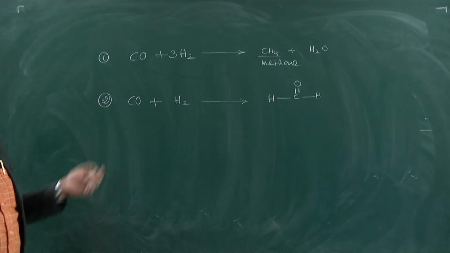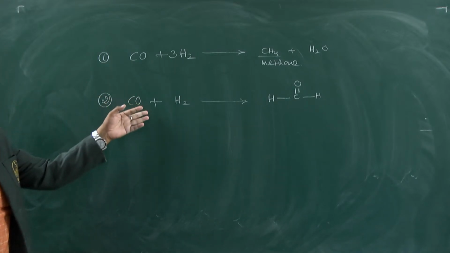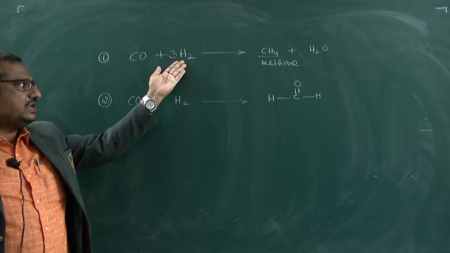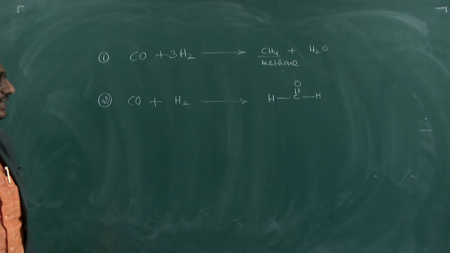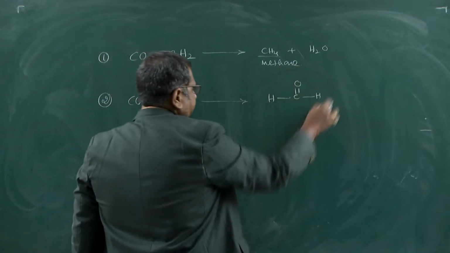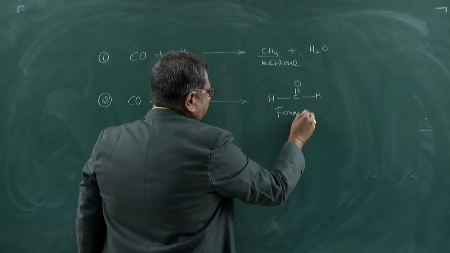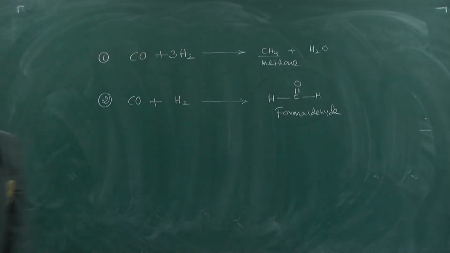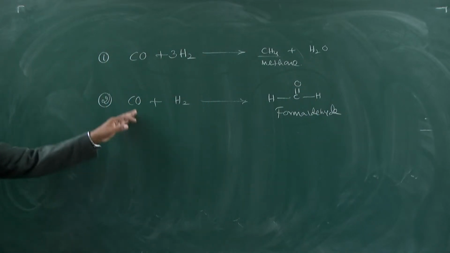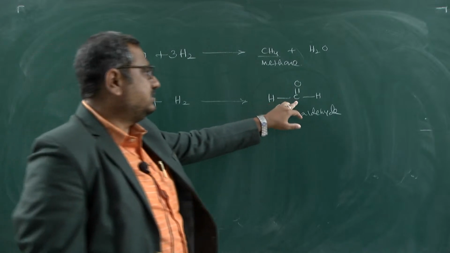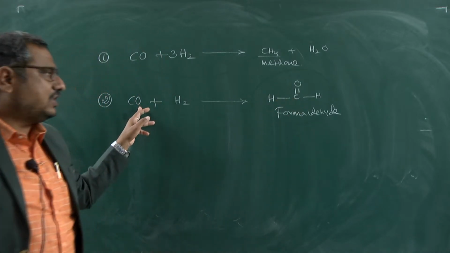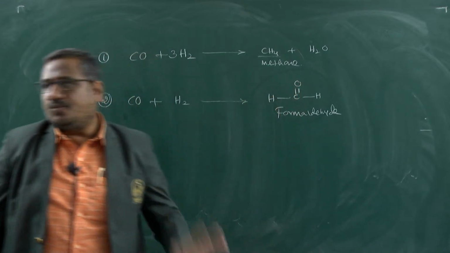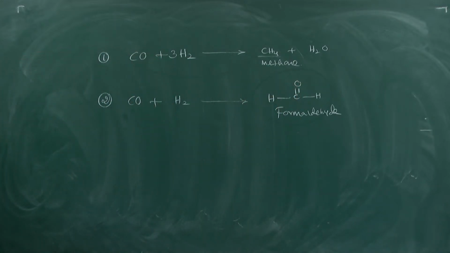Now, if you see the second reaction, the reactants are the same. The coefficients are different, but the reactants are the same: carbon monoxide, and hydrogen. The generated product is formaldehyde. In the reactant, one carbon is there, and the product also has one carbon. One oxygen atom is there, here also oxygen, and 2 hydrogens, 2 hydrogens. Both reactants are the same, but the products are different.